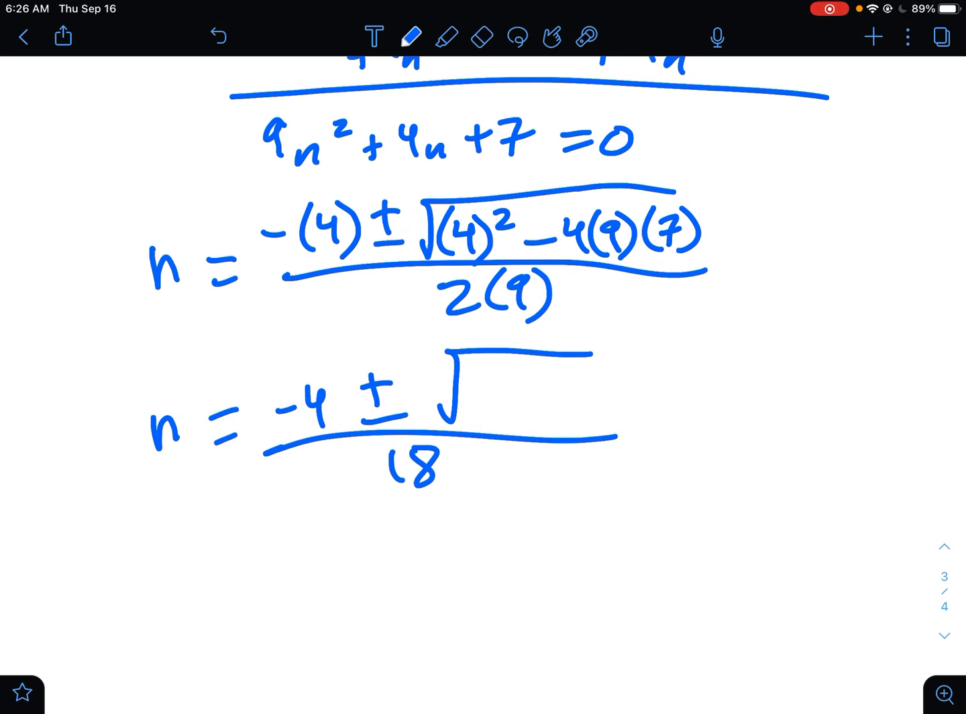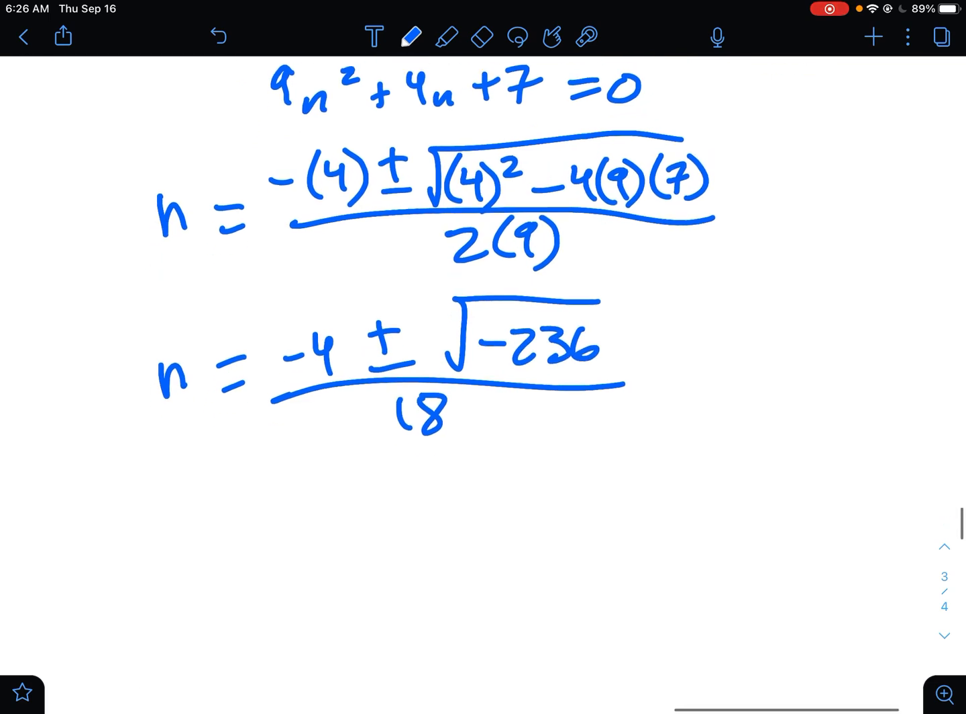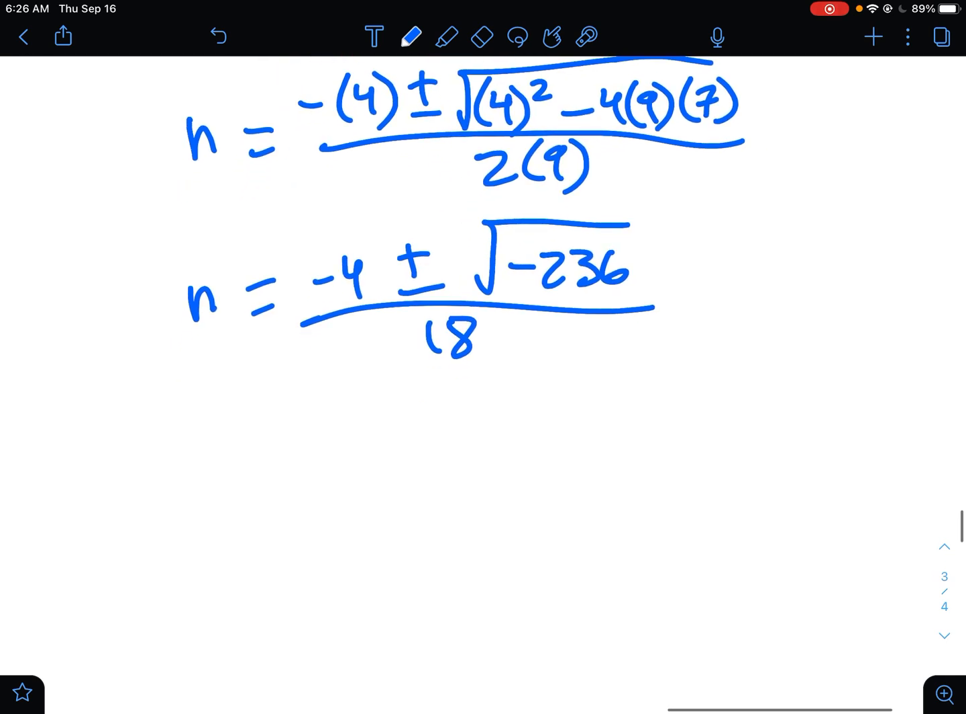Now I'm going to plug in the something, the inside part there, into my calculator. I got 4 squared minus 4 times 9 times 7. And that gives me negative 236. All right. So we finally reached the point where we have a square root of a negative.